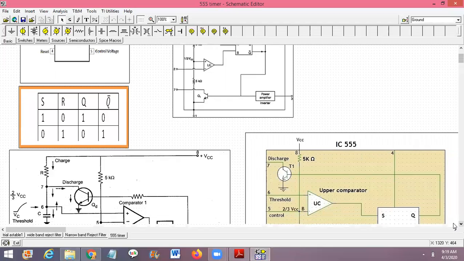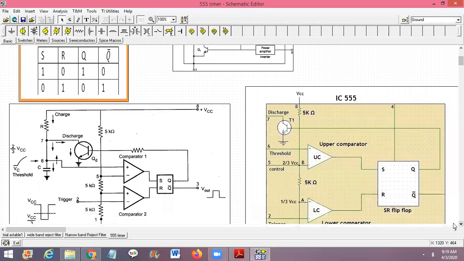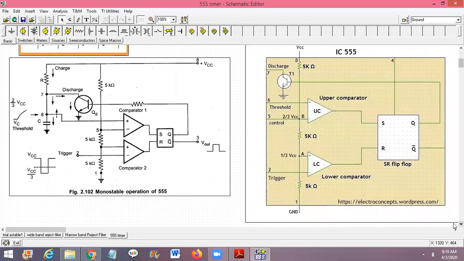You'll be easily able to follow. See, basically this is a 555 timer circuit. So in the 555 timer, VCC is given here. It is divided across three 5k ohm resistors. We are using 5k, 5k and 5k.